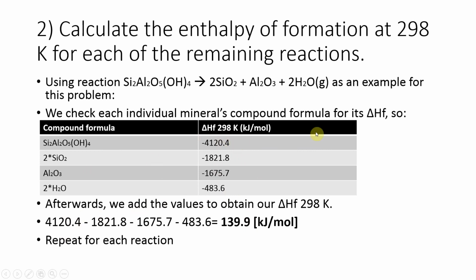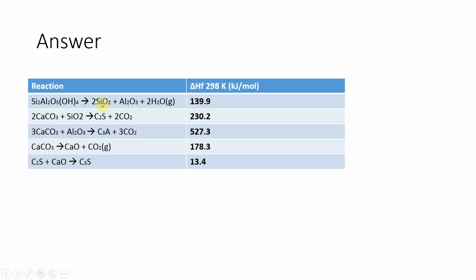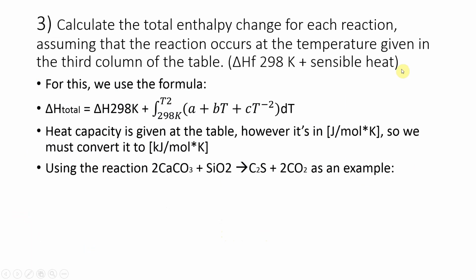This one's in the 4120.4. Since it's on the left side, we just pass it positive to the right side and it stays positive. And then we just subtract the rest of it, and it will give us this answer, 139.9 kilojoule over mole. Now we just need to repeat this process for each reaction, and we get these values: 139.9, 230.2, 527.3, 178.3, and 13.4.